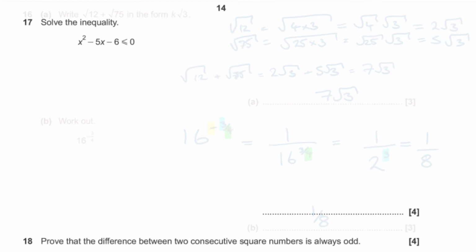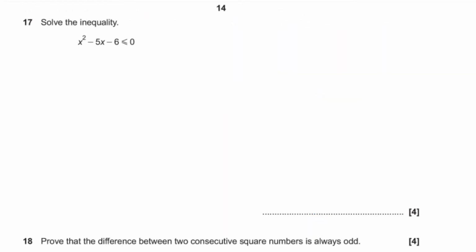Okay? Question 17. Solve the inequality x squared minus 5x minus 6 is less than or equal to 0. Okay, so I think first off we need to factorize this, don't we? So let's say that's the same thing as 2 brackets multiplied together. So I've got x at the start, x squared, so I'm going to have x and x here. Now let's have a quick look at the constant at the end, negative 6.